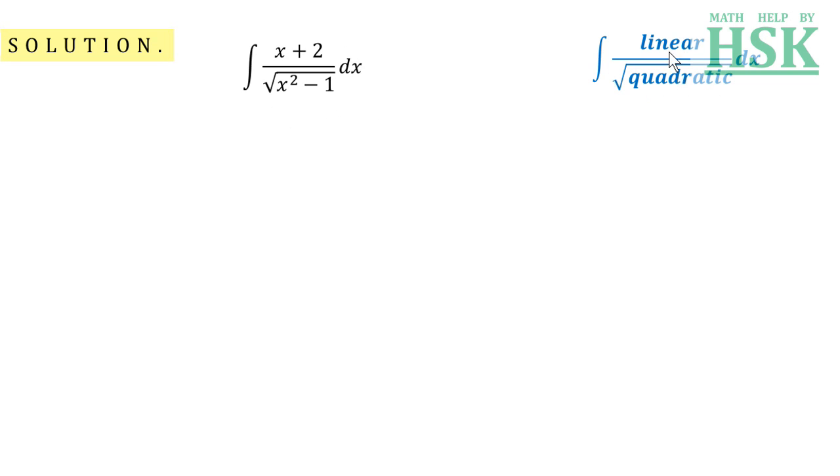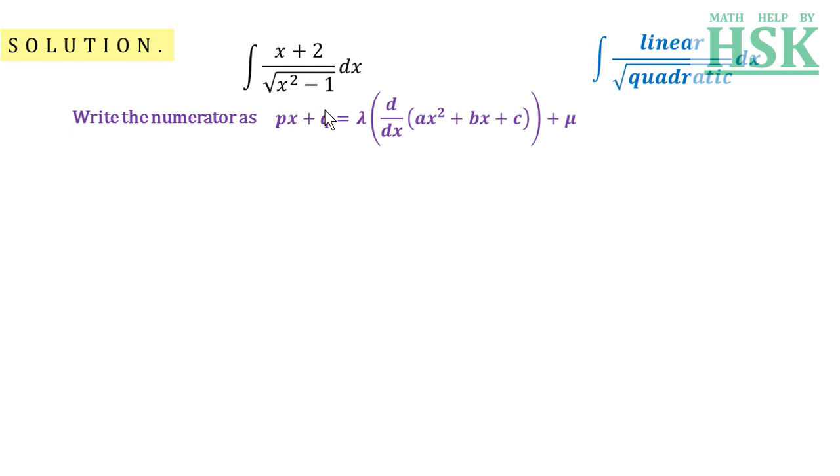So to solve such type of problem, what do we do? We first of all write the numerator, which is in the form of px plus q, as equal to lambda times d upon dx of the term inside the square root sign, that is a quadratic term, which would obviously be in the form of ax square plus bx plus c, plus a constant mu. So it should be noted here, p, q, lambda and mu are all constants.